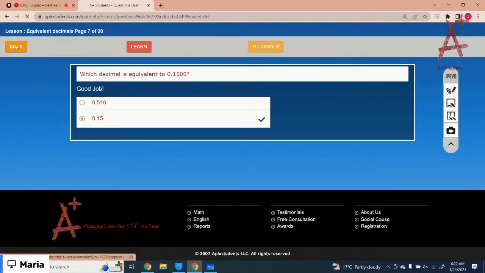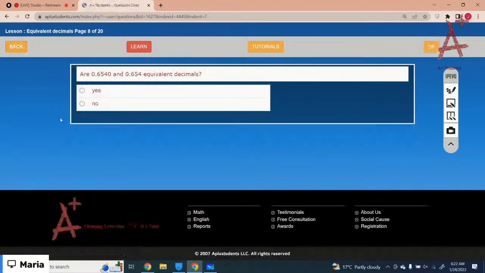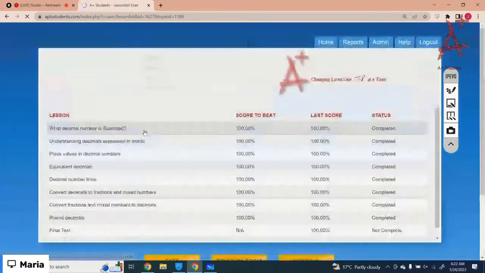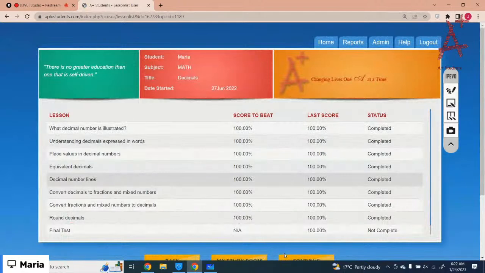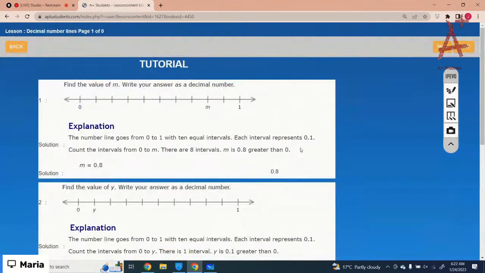Got it? Okay, you can complete the test by yourself later today. Let me just move on to the next lesson. And the next lesson is decimal number lines. Okay, find the value of m, write your answer as a decimal number.